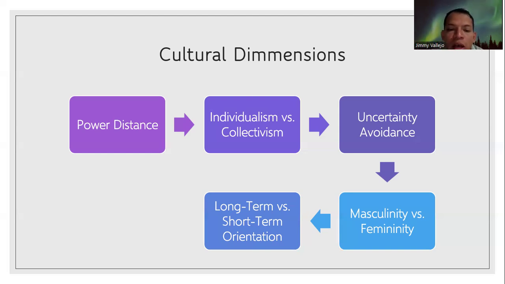Cultures with long-term orientation value perseverance, saving, and future rewards, while short-term oriented cultures prioritize tradition and immediate results. For example, in a football team, for me, it is short-term orientation, because if the manager of this team doesn't have good results, he leaves the team, because they need results immediately.